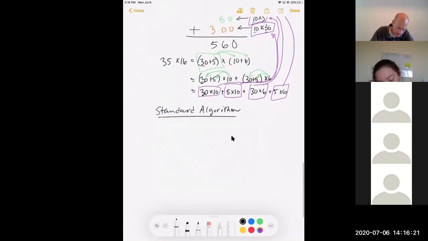35 times 16. Again, we need to value our standard algorithm as compact. So 5 times 6 is 30. 6 times 3 is 18, plus 3 is 21. Now we put a 0 down because, why are we putting a 0 down? Then we start doing the 1 times 5, 1 times 3. The 0 is a placeholder because we're working with tens.